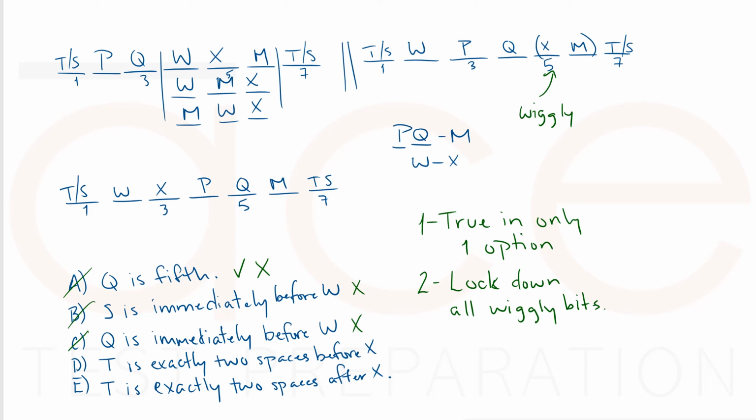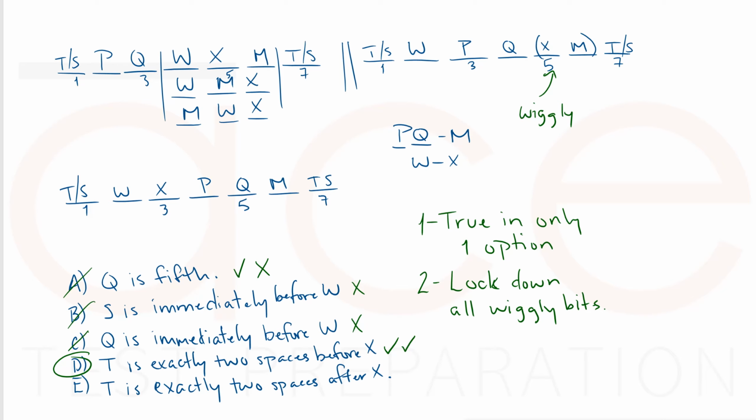Then T is exactly two spaces before X. So we need to go T, space, X. Well, as we look, that can't happen in our top left, can't happen in our top right. In the bottom left, that would make it so that we would know where T is. And so it's true in only one option. There's only one place where it could occur. So it meets the first condition. And then, if we know where T is, if it's two spaces before X, that would lock down all of the wiggly bits, because T and S are the only wiggly bits in that. It meets both conditions. That would be our correct response.